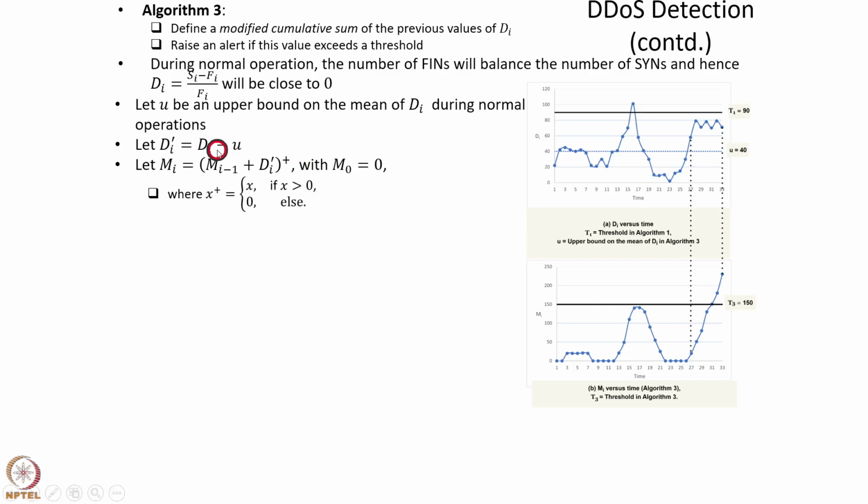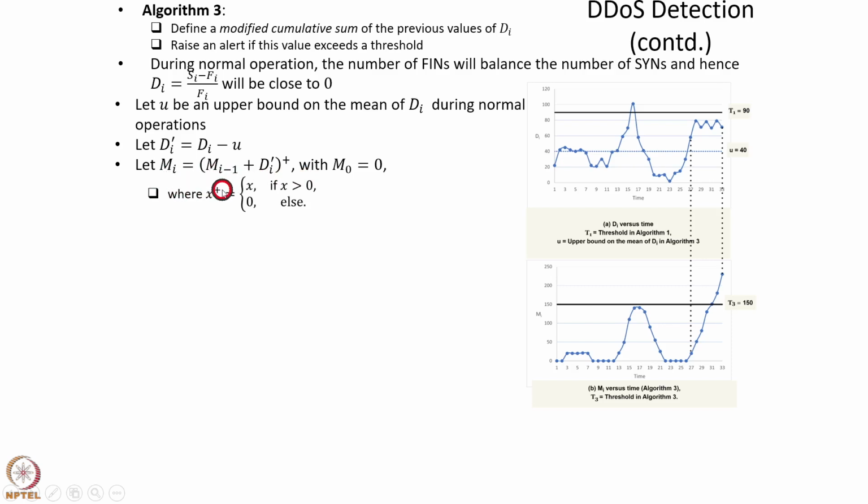Let mi be mi minus 1 plus di prime plus, and m0 is 0. So this plus operator is defined in the following way: x plus is defined to be equal to x if x is positive and it is 0 otherwise. So this plus operator prevents mi from going negative. So if mi is going negative, then it is capped to 0.